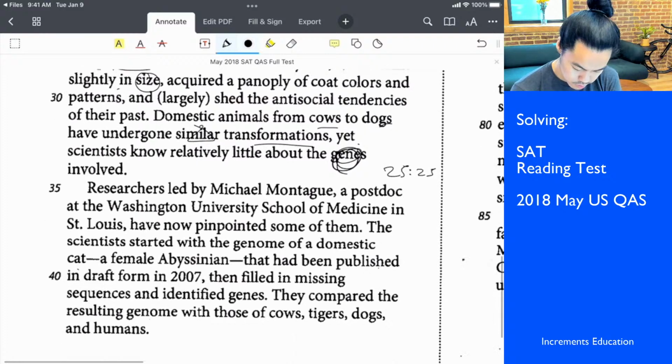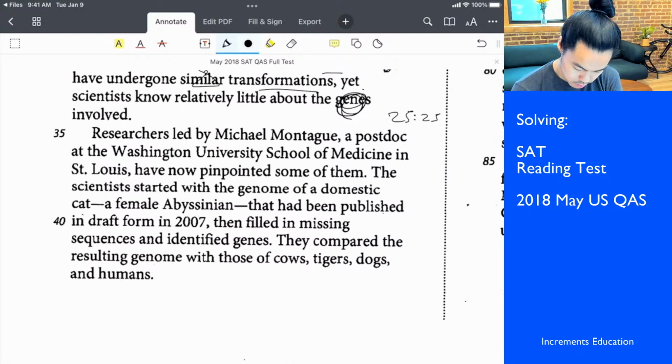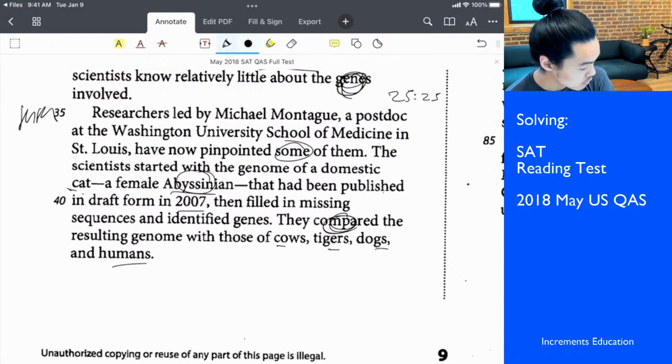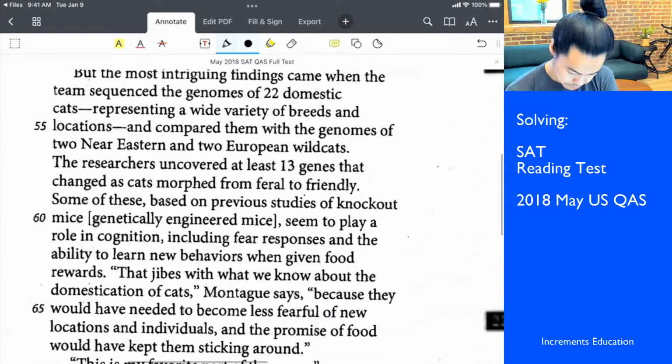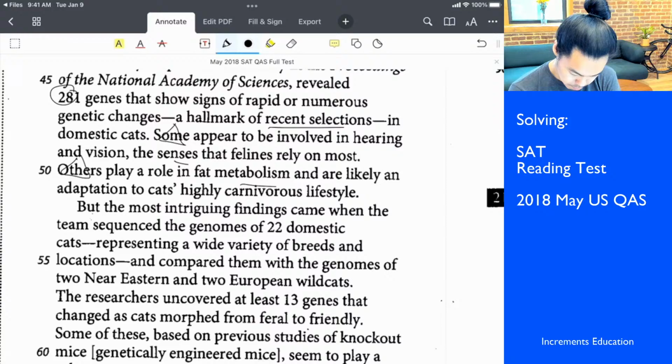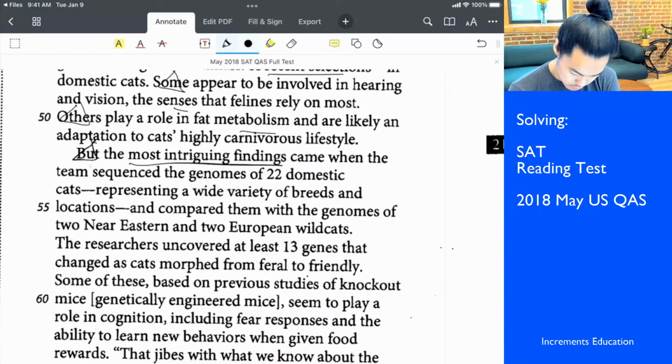25. I think I'm going a little too slow because I'm talking too much. Some of these genes, we have over here. Female Abyssinian. Okay, compare. The methodology was by comparison of the genome. 2550. Recent selections. Some appear to be in the senses, others in metabolism. But the most intriguing findings came 22 domestic.